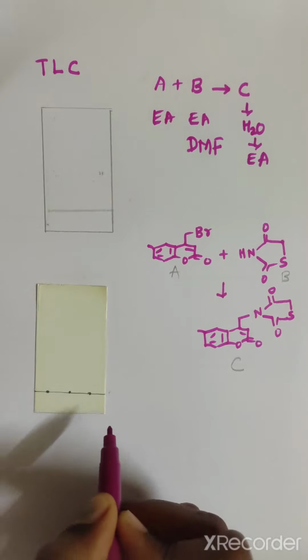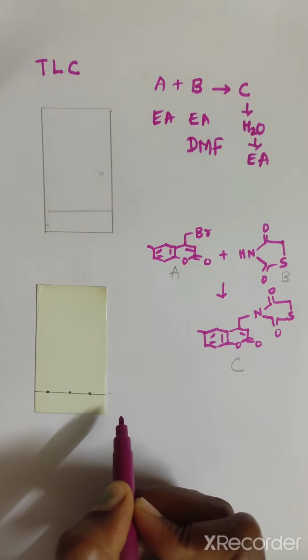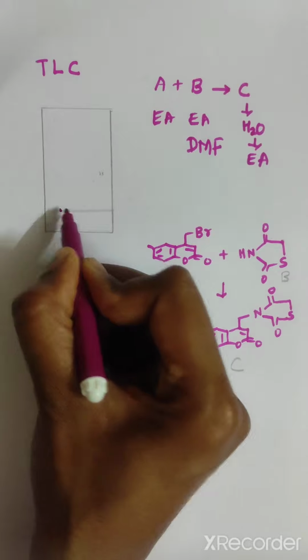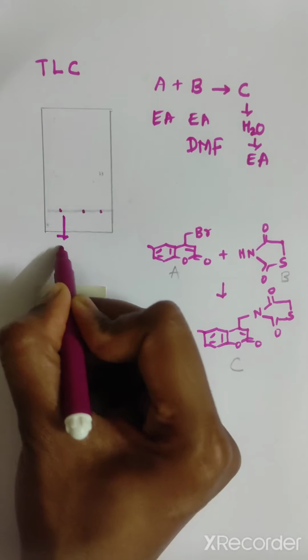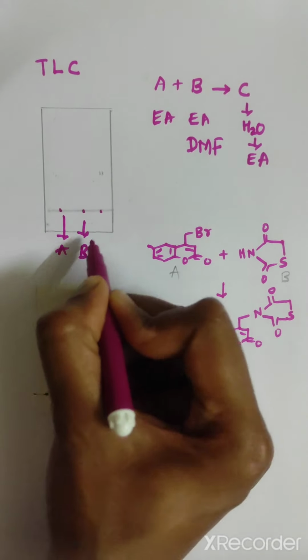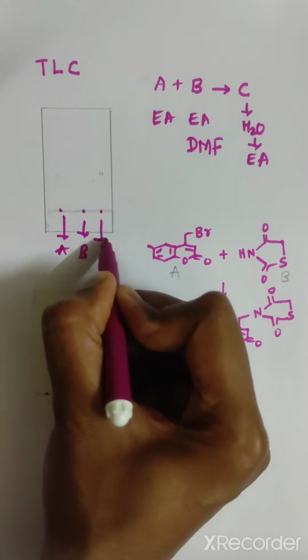This is about how to spot on the TLC plate. This is A and this is B, this is C. C is here the reaction mixture. Just say this is 4-bromomethylcumene, which is component A, and thiazolidine is component B, and C is the product here. I am only explaining here how to spot the components on a TLC plate.